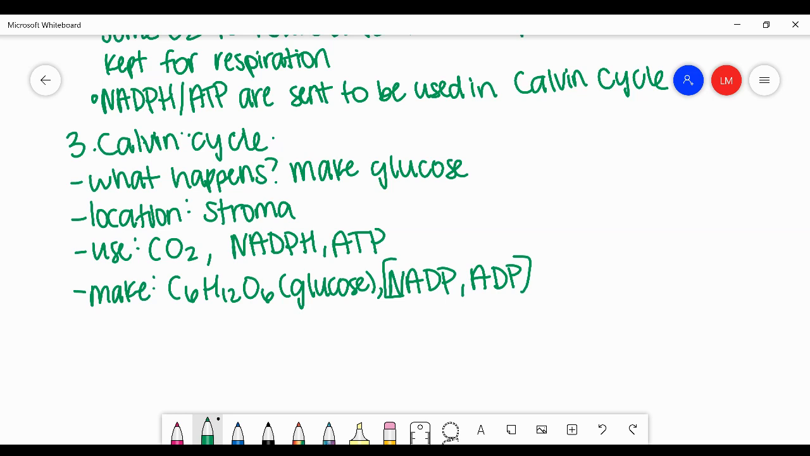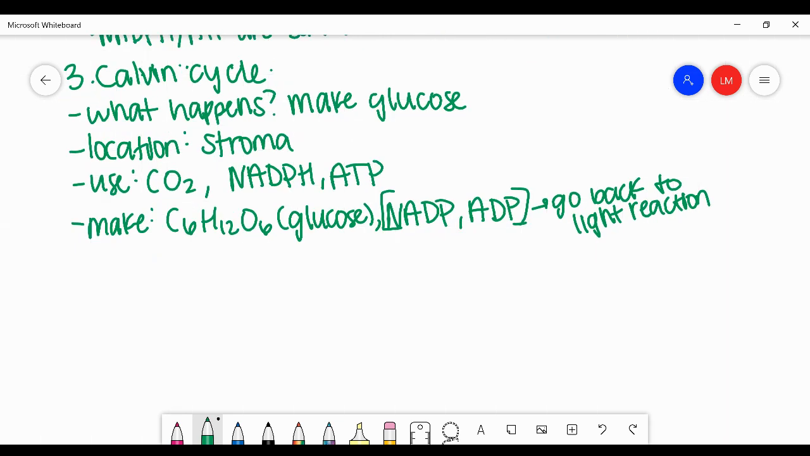These two things right here go back to the light reaction. So cells are really good at using and reusing and recycling things. So after those electrons and that energy has been spent, those two molecules end up going back so that they can pick up more electrons, or be turned back into ATP. So when we talk about what happens to these molecules, those get sent back, and one of two things is going to happen to the glucose.